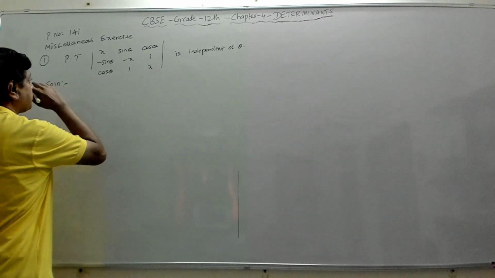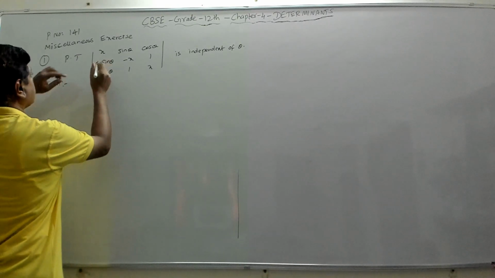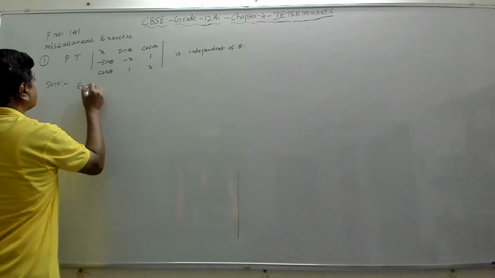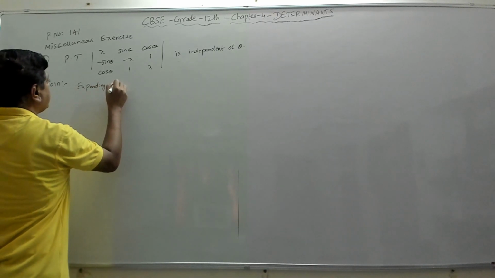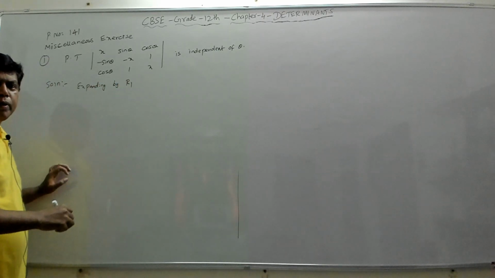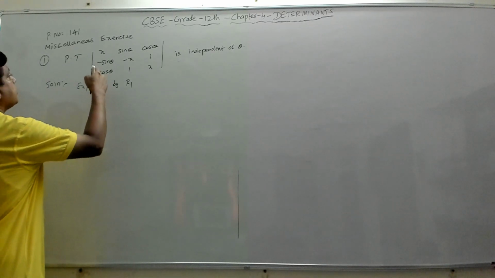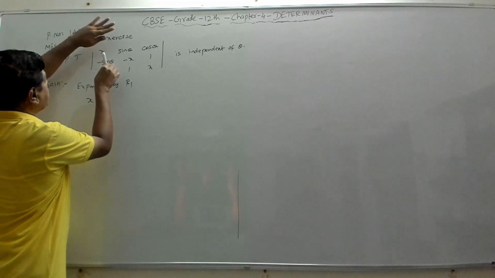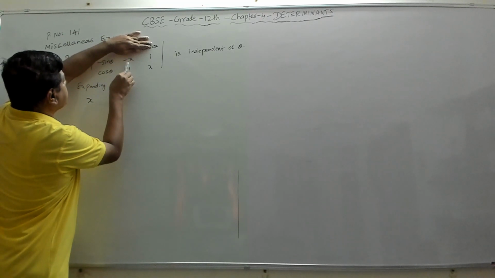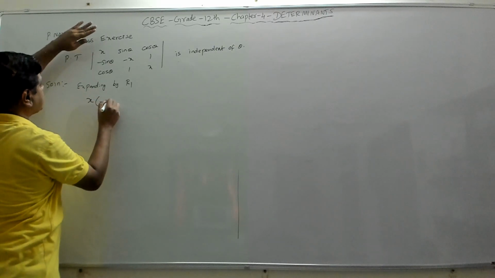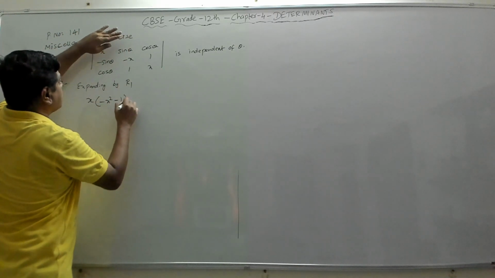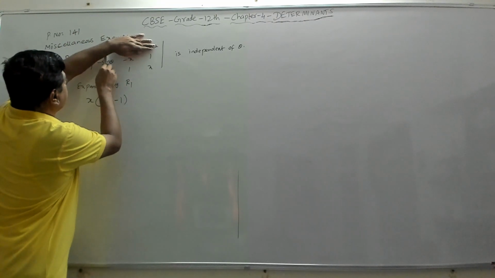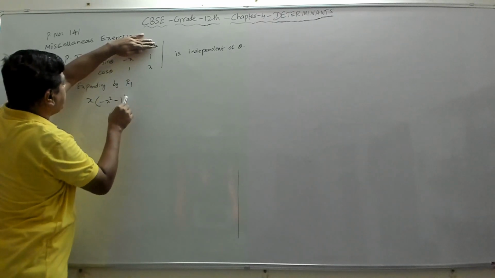So how do you expand this determinant? We can expand by any row or any column. We'll expand along row 1. So x into, we close the first row and first column. You get minus x into x is minus x square, minus 1 into 1 is 1. So x into minus x square minus 1.